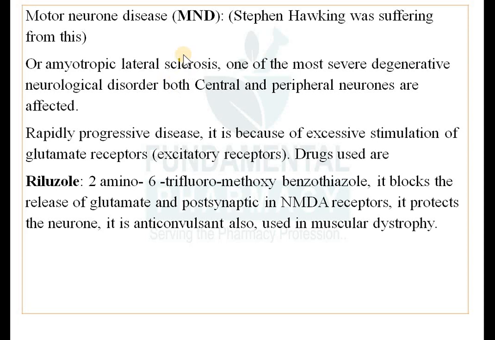Okay, it is also known as amyotrophic lateral sclerosis. Amyotrophic lateral sclerosis. This motor neuron disease is one of the most severe degenerative neurological disorders. Both central as well as peripheral neurons are affected, mostly the motor neurons. It is also a rapidly progressive disease, and it is because of excessive stimulation of glutamate receptor.